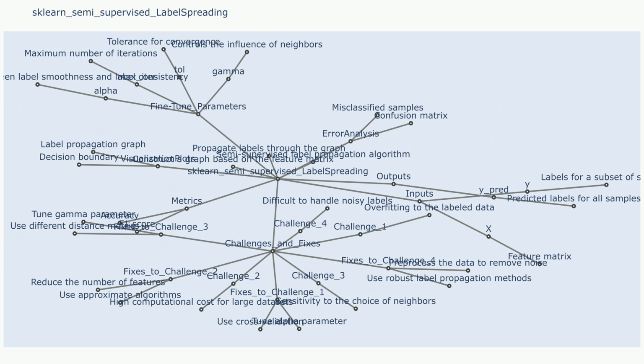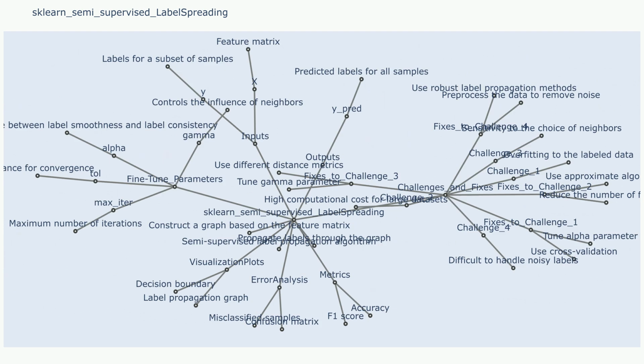Alpha. This parameter controls the strength of the label propagation process. It represents the proportion of the label information to be used for propagation. Higher values of alpha imply stronger propagation, which can result in more confident predictions but also may overfit the labeled data. Gamma. This parameter controls the similarity between data points.